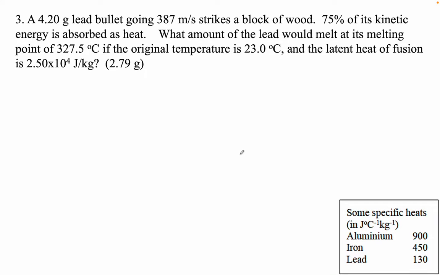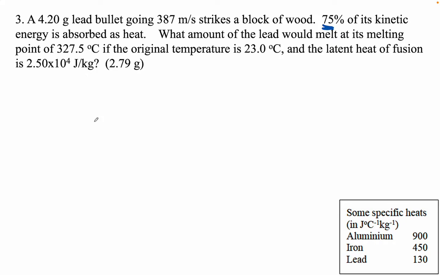Okay, let's see. A 4.2 gram lead bullet going 387 meters per second strikes a block of wood. Let's pretend that 75% of its kinetic energy is absorbed as heat. What amount of lead would melt?